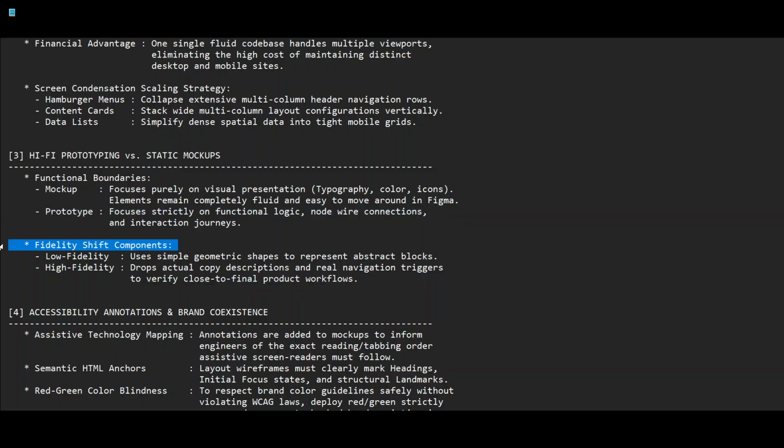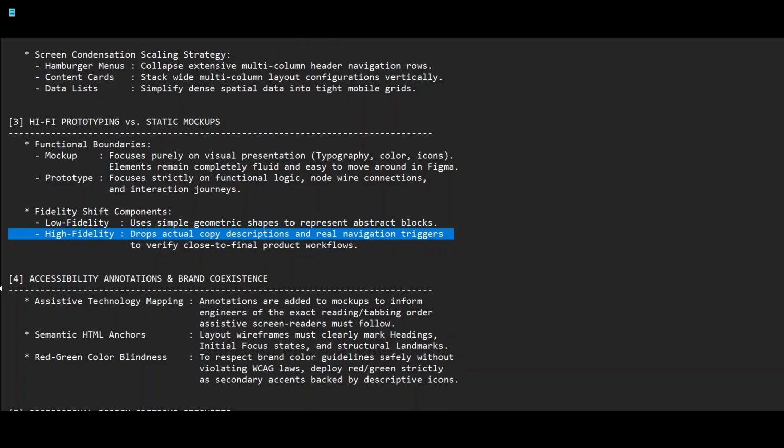And then the fidelity shift components. Low fidelity uses simple geometric shapes to represent abstract blocks: rectangles, circles, and lines for data, etc. And then high fidelity drops in the actual copy, descriptions and real navigation triggers to verify close-to-final product workflows. So high fidelity is in the higher section of triggering real navigation, very close to the final product workflow.